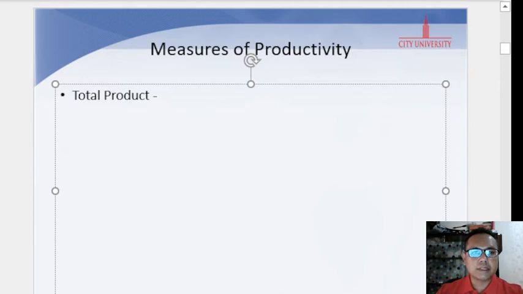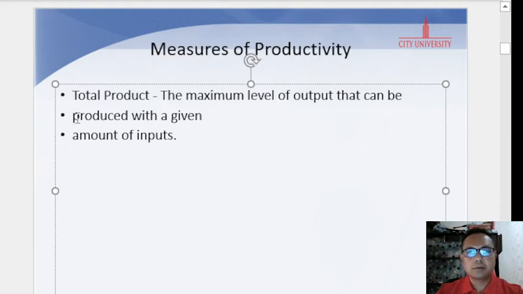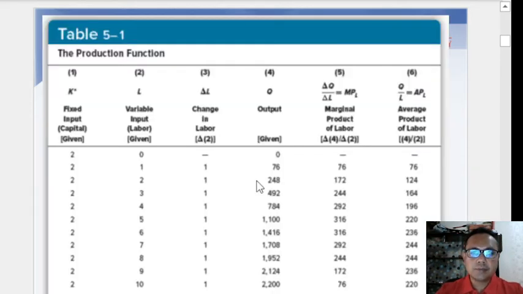So the total product is the maximum level of output that can be produced with a given amount of input. This is how we see it from the perspective of economics. For example, the total product of the production process described in Table 5.1. So let's see again 5.1. For example, when 5 units of labor are employed, it is 1100.